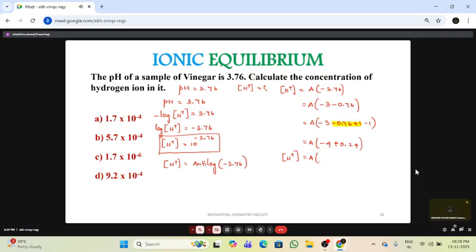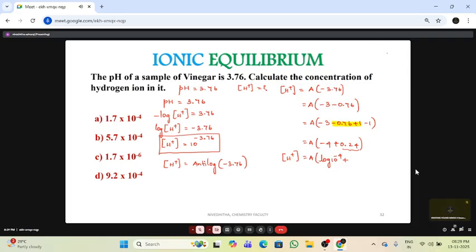How can we do that? Log 10 power minus 4 is nothing but minus 4, right? Am I right? Minus 4 can be written as log 10 power minus 4 because log 10 power minus 4 is nothing but minus 4, right? Similarly, we have to write the 0.24 in terms of log. That is also very easy.